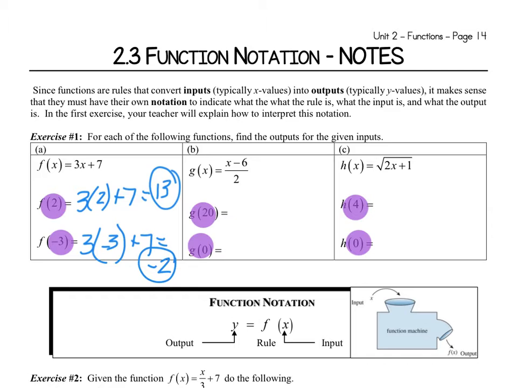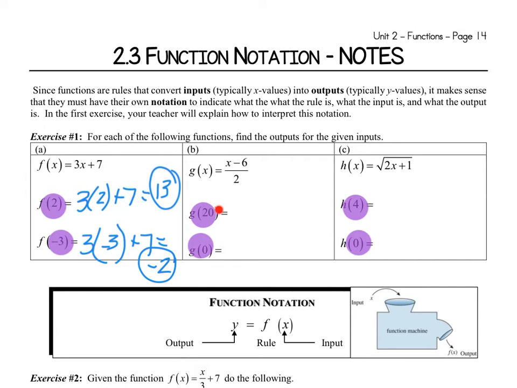Now in part B, we have a brand new function. So we have g of x is equal to x minus 6 all over 2. And g of x is the same thing as y. So this whole thing here is just y. I could cross it off and put y in its place if I want to.